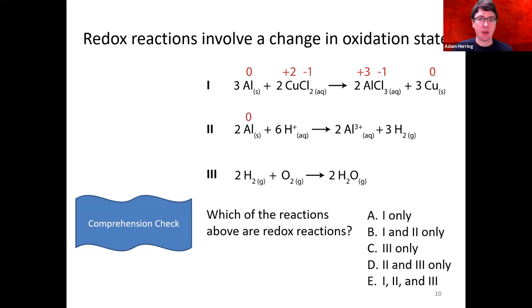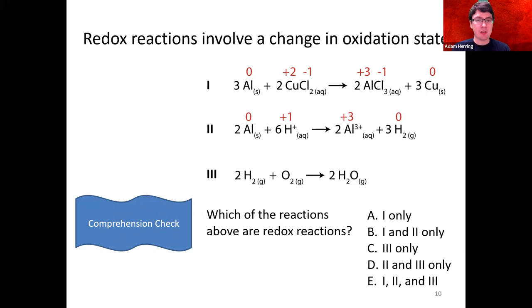Beneath it, we have aluminum, again at 0. Any monoatomic ion has an oxidation number equal to its charge. So for hydrogen, it's +1. Aluminum, it's +3 as indicated. And any element has an oxidation number of 0. So notice, even though hydrogen is diatomic, its oxidation number is still 0. So this one is also a redox reaction. We see that hydrogen and aluminum are both changing oxidation states.